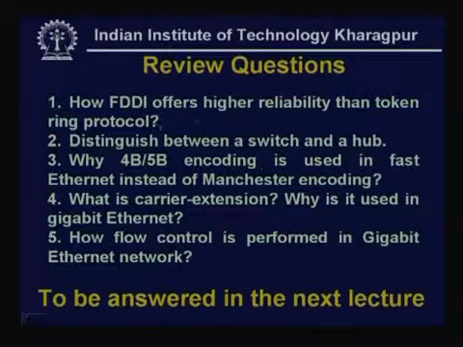First question is how FDDI offers higher reliability than token ring protocol. Second question is distinguish between a switch and a hub. Third question is why 4B/5B encoding is used in fast Ethernet instead of Manchester encoding. Fourth question is what is carrier extension, and why is it used in gigabit Ethernet. Fifth question is how flow control is performed in gigabit Ethernet network.